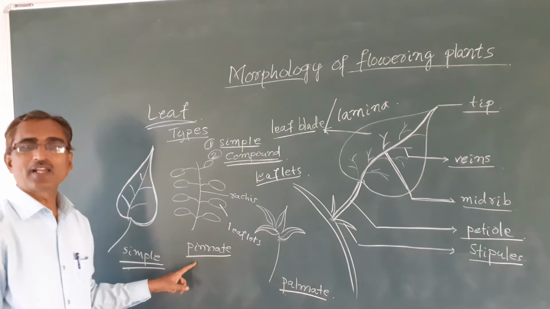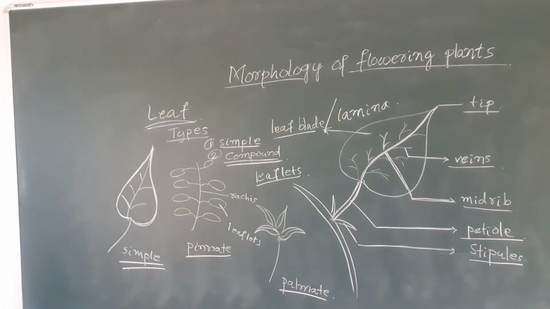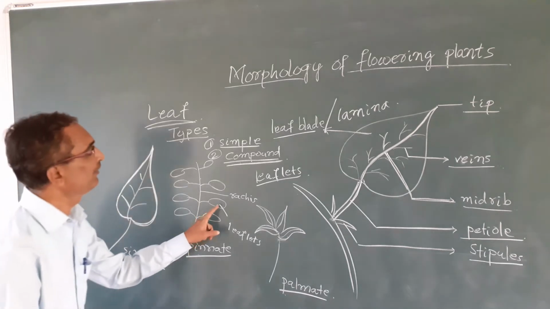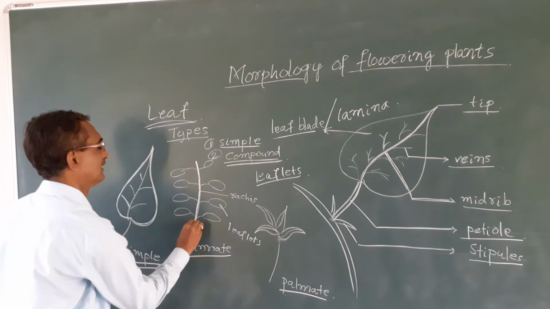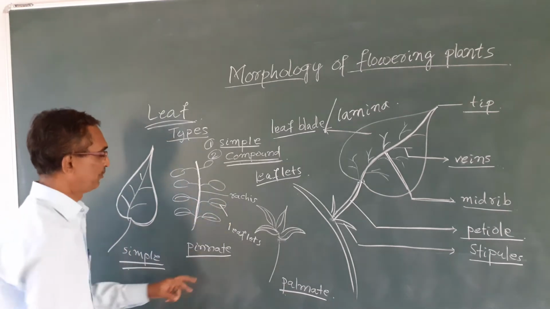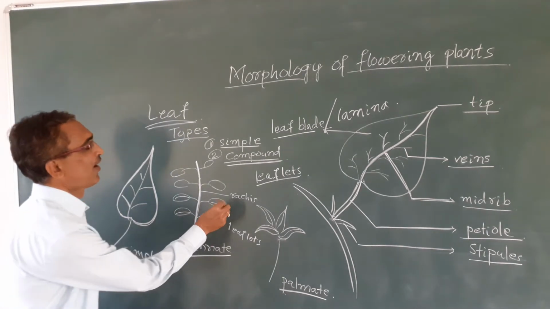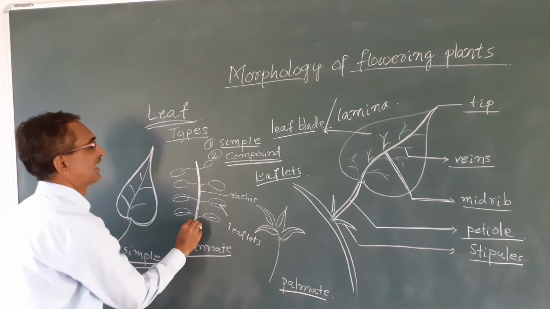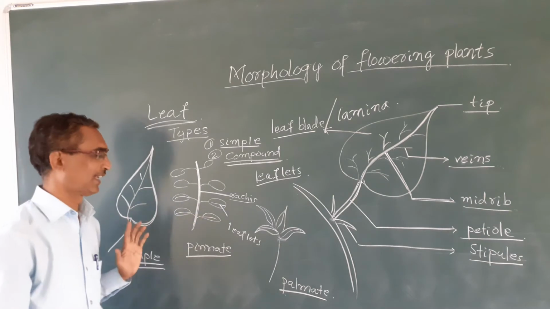In the pinnate compound leaf, the leaflets are arranged on the rachis on either side of it. The central axis is known as the rachis, and the leaflets are arranged on either side of the rachis.